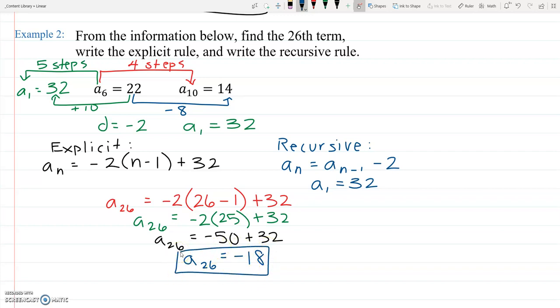So I've done all three things. Found the 26th term, wrote the explicit rule, wrote the recursive rule. That is your arithmetic sequences lesson.